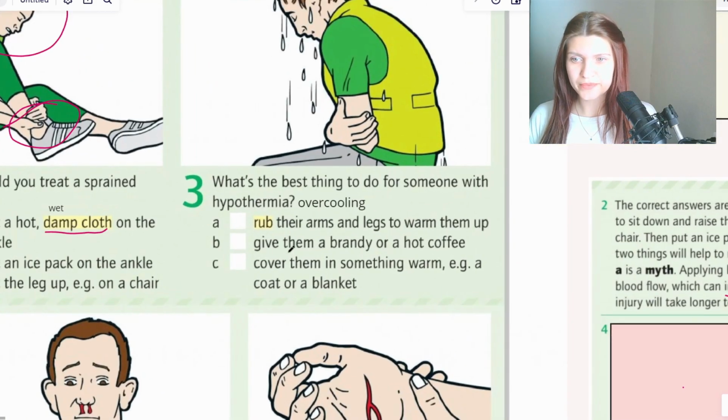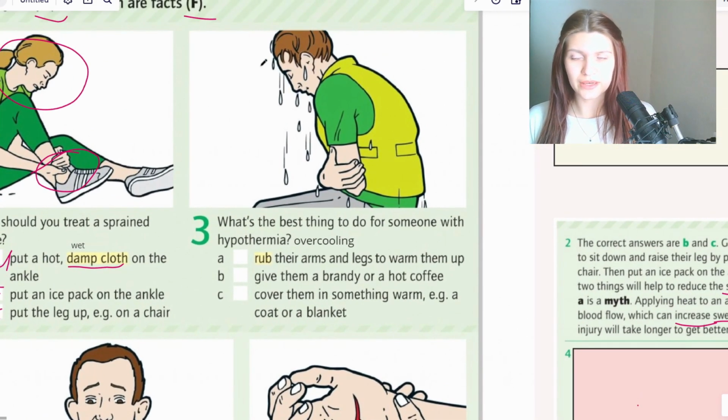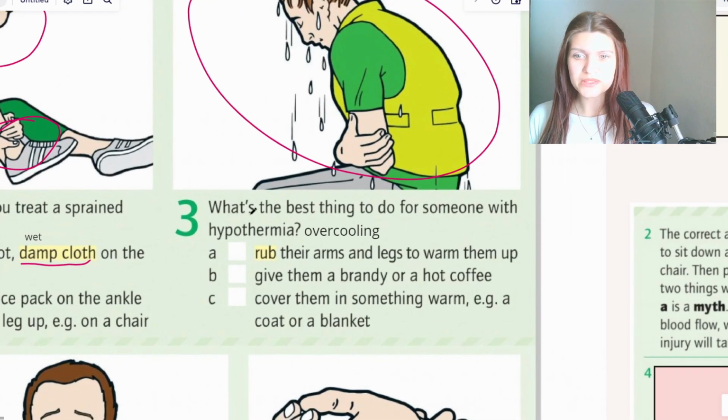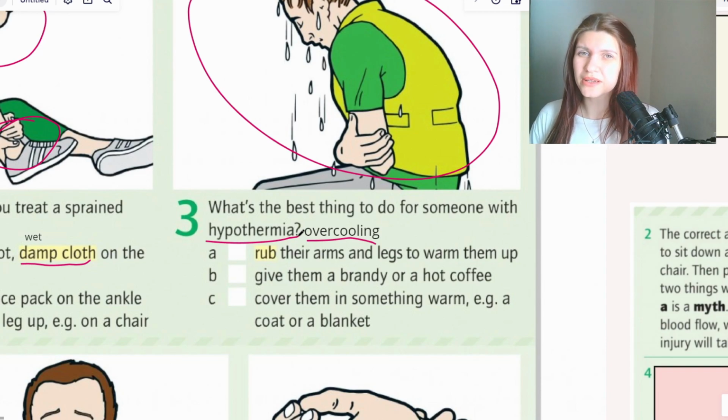Number 3. Yeah, we can see a person. He is called, I think... What's the best thing to do for someone with hypothermia? Hypothermia means overcooling, yeah, or hyperthermia in Russian, hypothermia, something like that, yeah, and переохлаждение or overcooling.